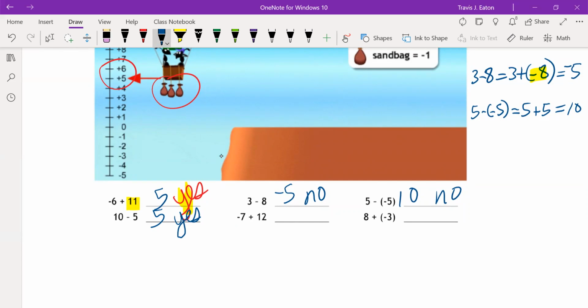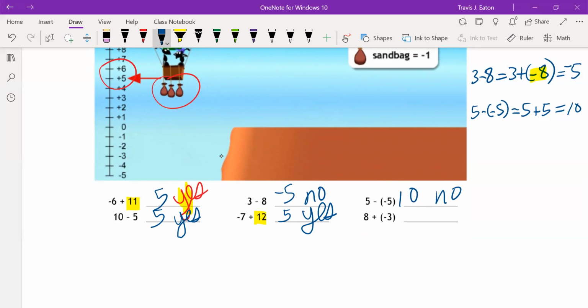Okay. But the next one, -7 plus 12. We're adding a negative and a positive, so we can't just add them. We have to subtract their absolute values. 12 minus 7 is 5. But is it positive or negative? Well, what do we have more of? We have more positives, so our answer is positive. And so that's a big old yes.